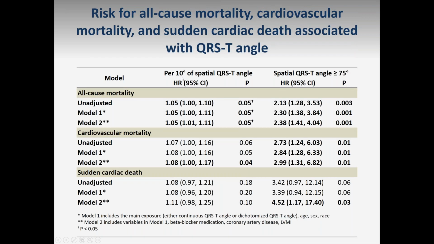When we took a look at per 10 degrees of your angle, you could actually see that there was a continuous association. For every 10 degrees, your risk went up by 5%. When we took a look at those who had angles greater than 75 degrees, you were at about 2 times greater risk for cardiovascular mortality. But what was interesting was you were almost at 5 times greater risk for sudden cardiac death. So this showed us that there was really evidence that this ECG metric was actually predictive of sudden cardiac death in this dialysis population from a routine ECG.